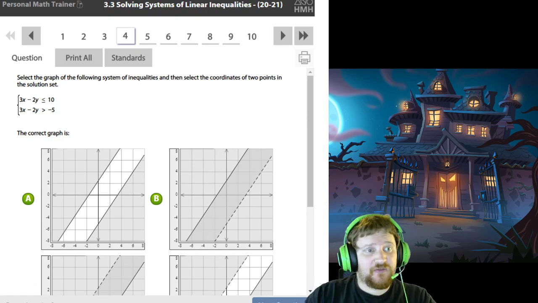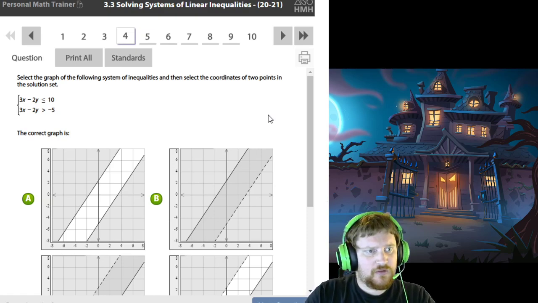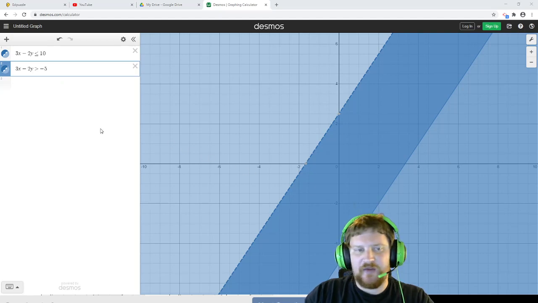Alright, number 4, select the graph of the following system of inequalities. Alright. So for our first one we have 3x minus 2y is less than or equal to 10. And we have 3x minus 2y is greater than negative 5. Alright, so that's what we have right there.